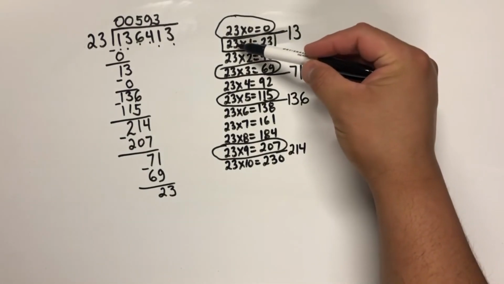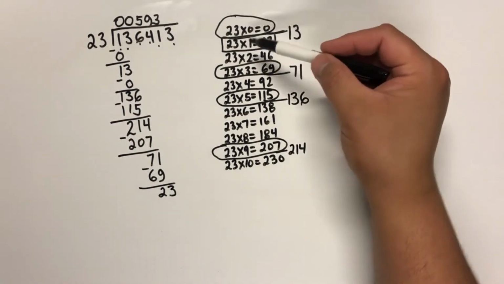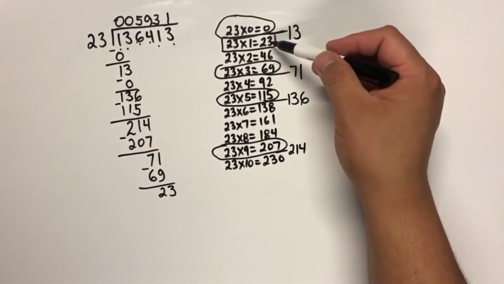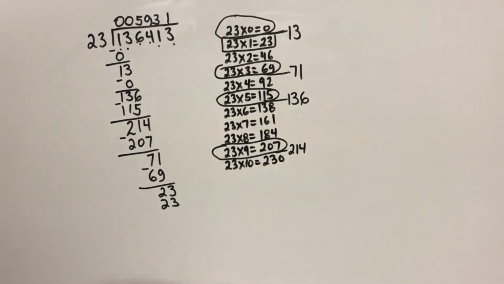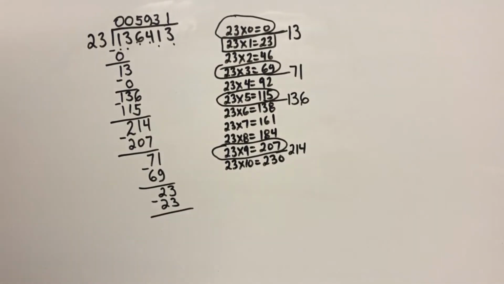So once again, that 23 is this 23 right here. And this 1 right here goes on top of the 3. And that 23 goes underneath the number 23. And then I perform a subtraction of those two numbers. 23 minus 23 is 0. And we're finished.